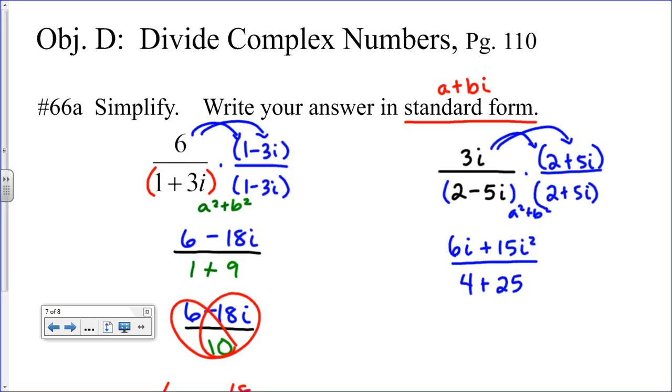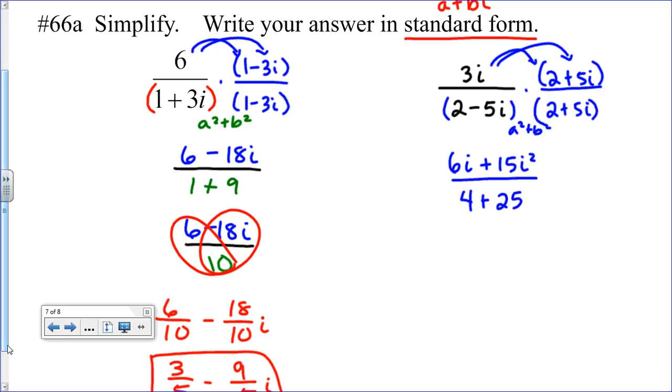Even if you say b is negative 5 and not the positive 5, negative 5 squared is still positive 25. But I have an i squared, so you have to make sure you replace this i squared with negative 1. So I'm going to write that first. That's negative 15 plus 6i over 29.